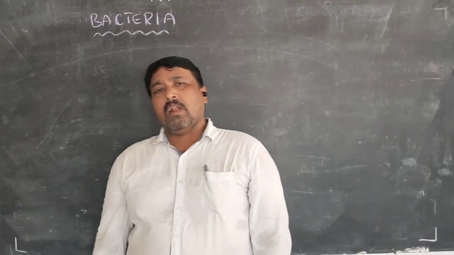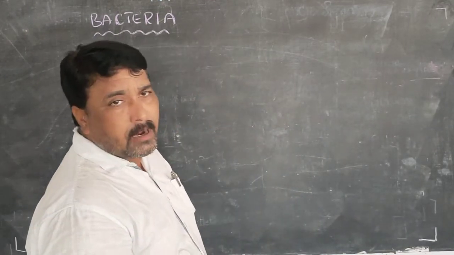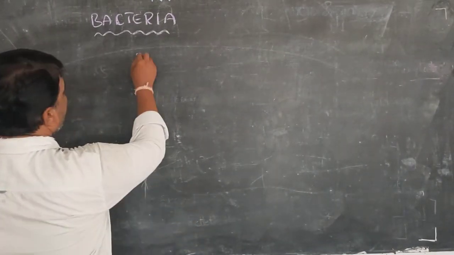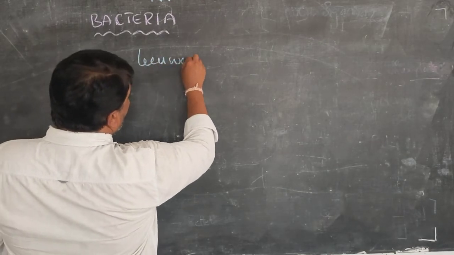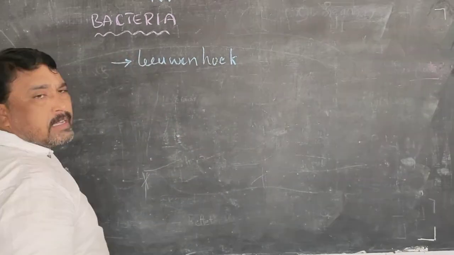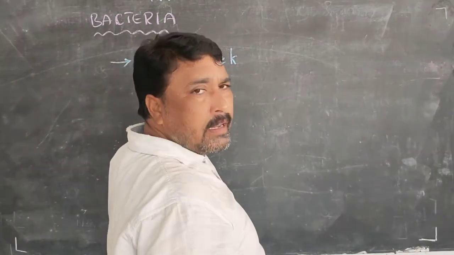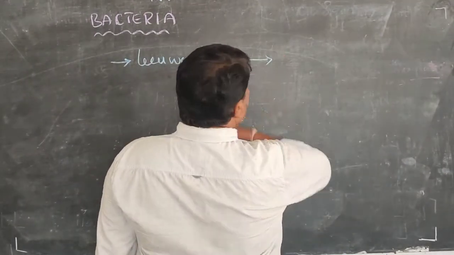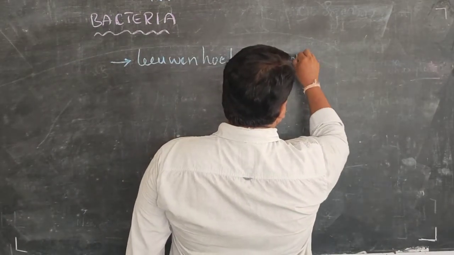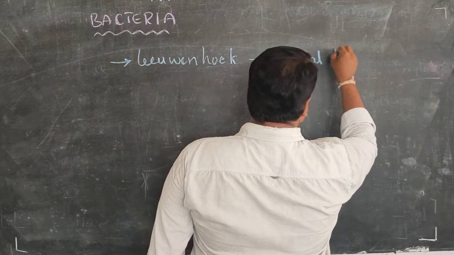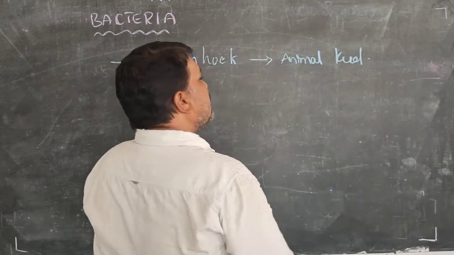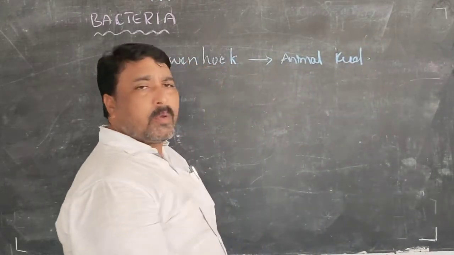The first live cells were observed by Leeuwenhoek. These cells were described as animalcules.